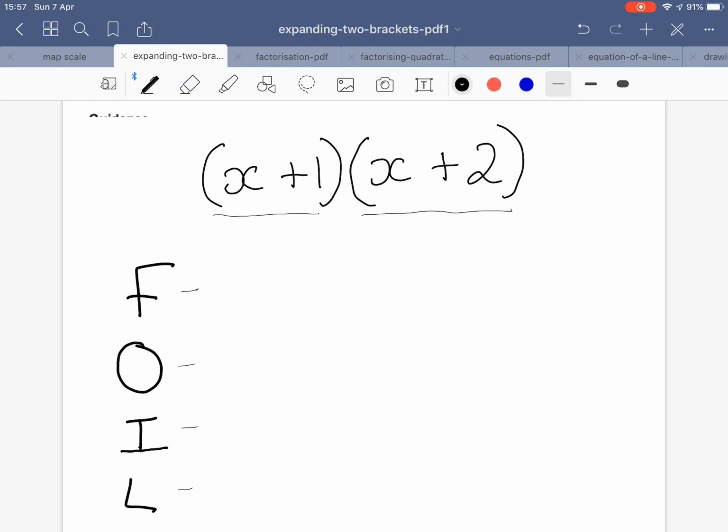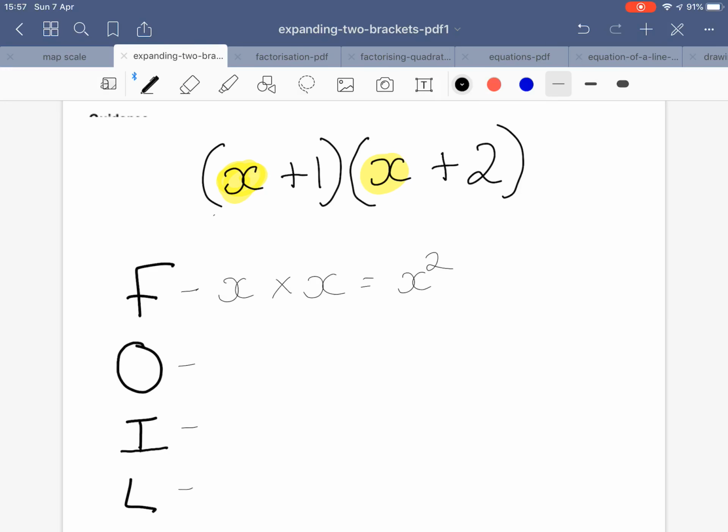So FOIL stands for the first, outer, inner, and last. So the first ones, so you want to times the first two together. So I want to do x times x, which gives me x squared.